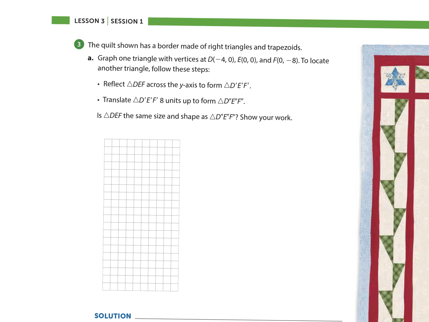Okay, so continuing with session 1, doing a sequence of transformations, which means we're doing more than one. So let's go ahead and annotate this. We have a quilt. It has a border made of right triangles and trapezoids.